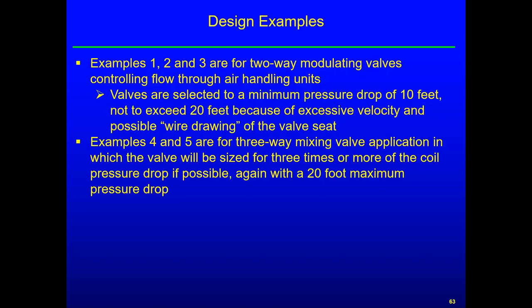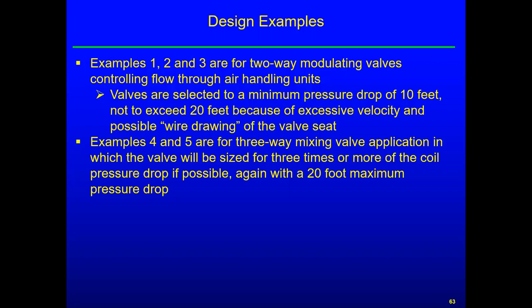Let's check the notes here on the page. Under 1, 2, 3, the two-way modulating valves: valves are selected to a minimum pressure drop of 10 feet. That's to have some authority, they call it, or some controllability, so that when that valve starts to modulate shut, it immediately affects the flow. And so a minimum of 10, not to exceed 20 feet, because we don't want excessive velocity.